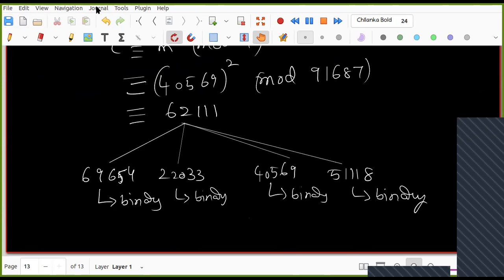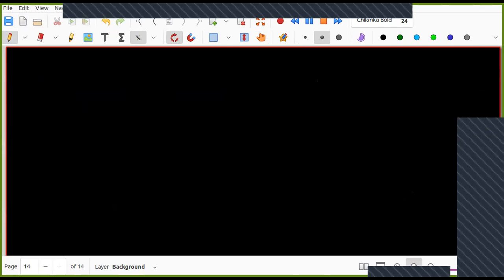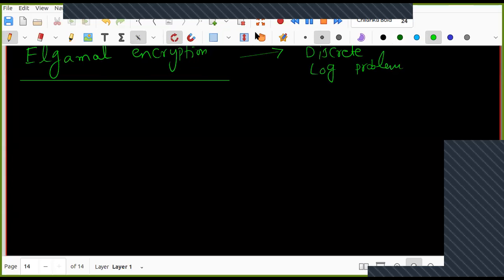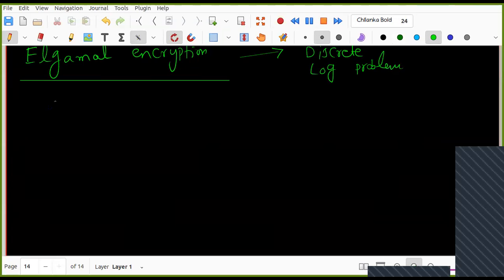Now, in the remaining time, I will tell you another crypto system related to the discrete logarithmic problem. Take a small gap, I will start in 2 minutes. Any questions till now? So this is a new one. With that, I will start today. But very simple.